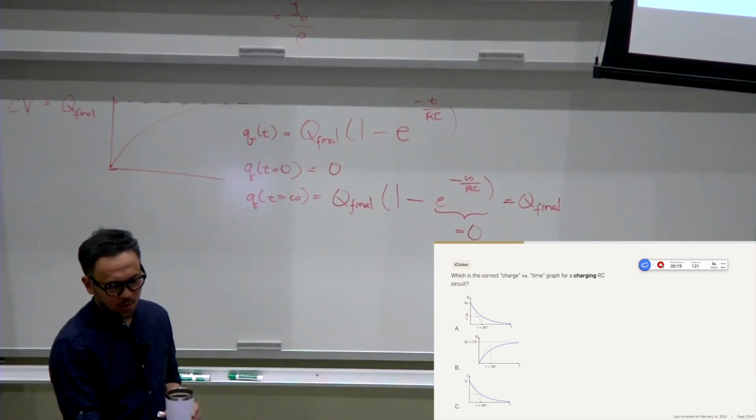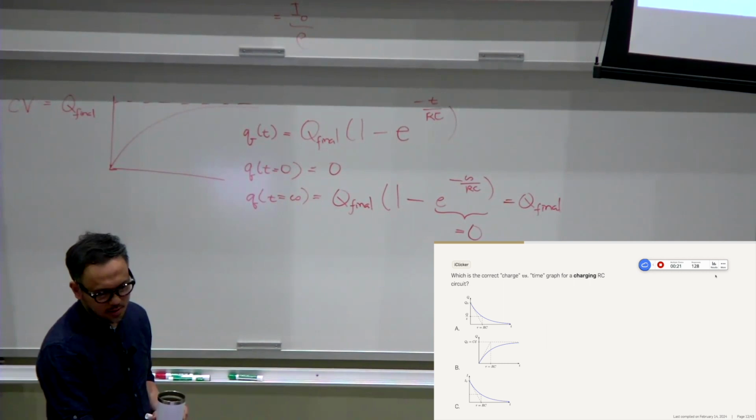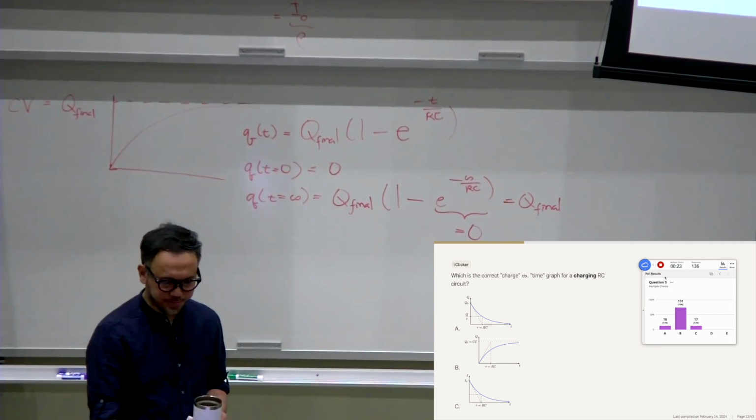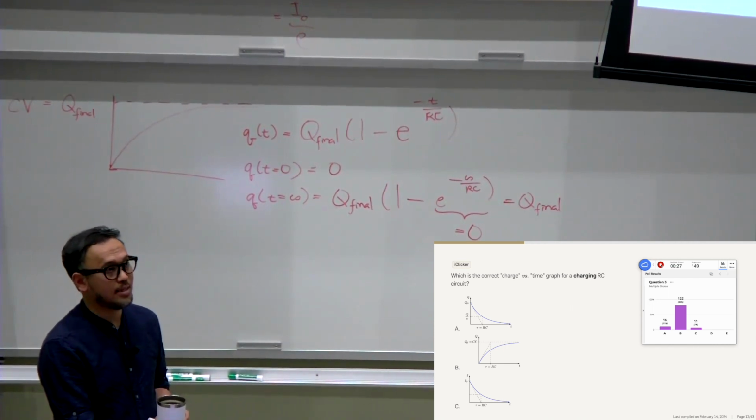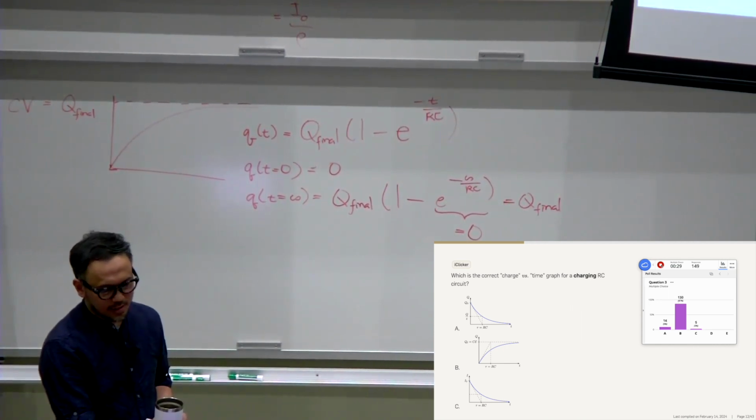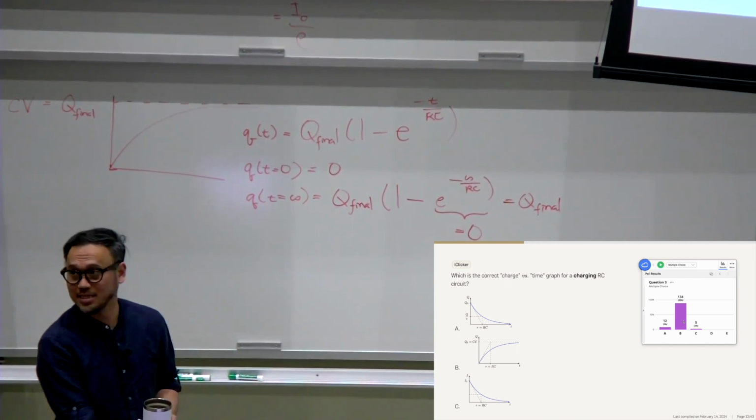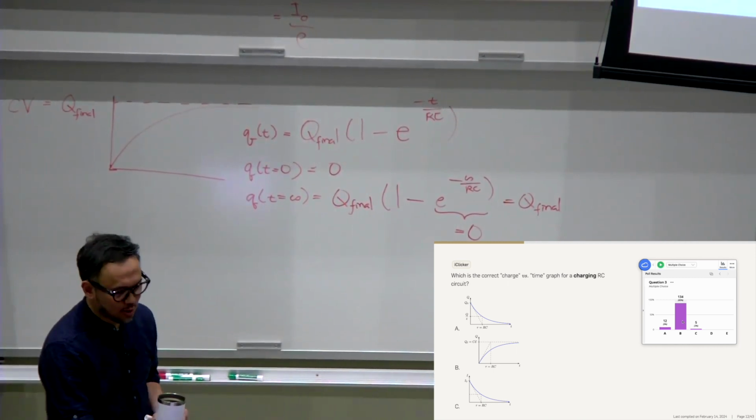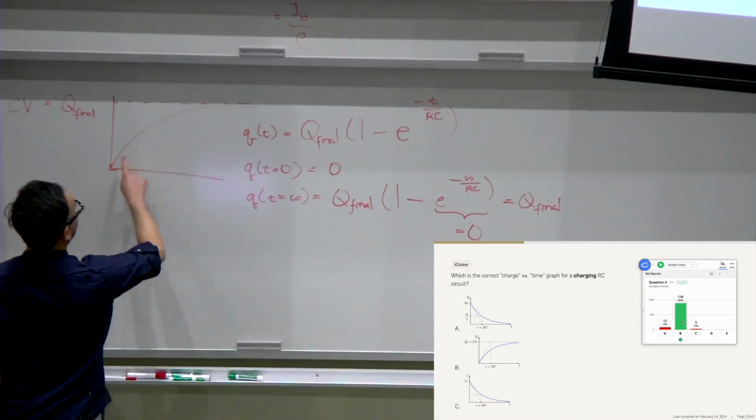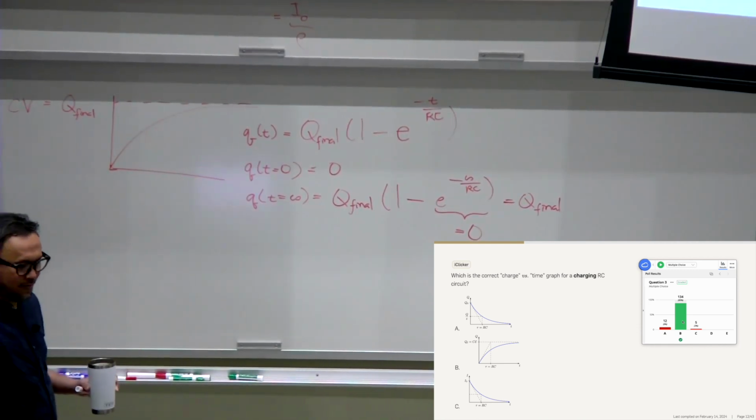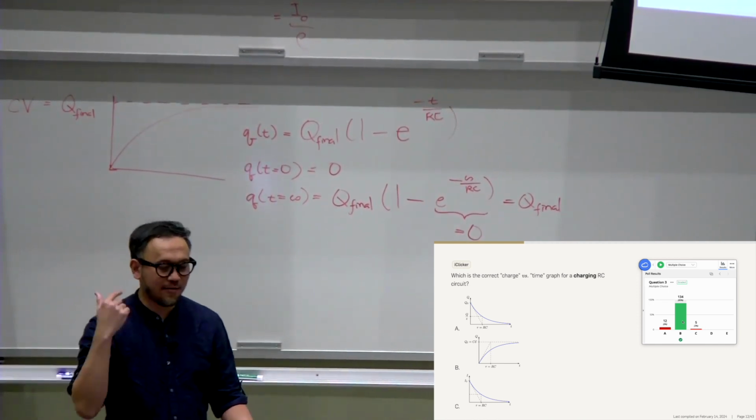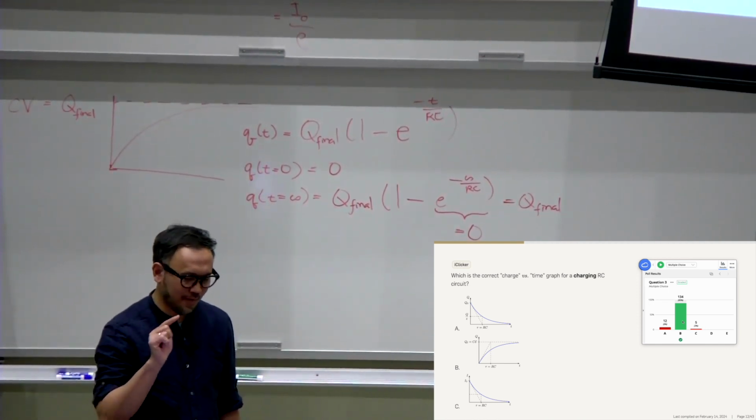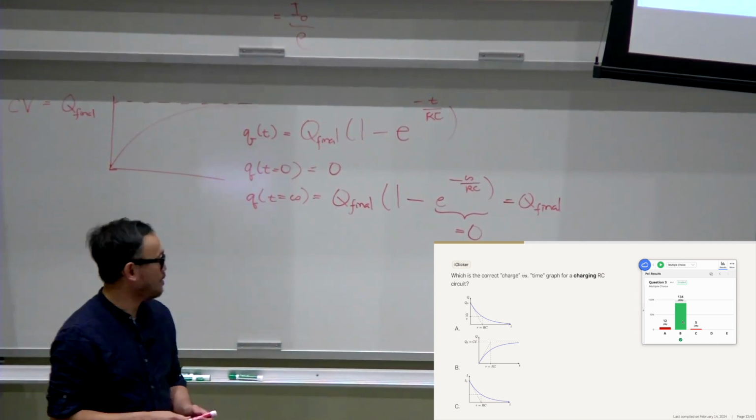All right, so basically almost all of you answer the question. What is the answer? The answer is B. So when you charge, you start with 0, and then you end up with a full water tank, a full capacitor. When I say full, it's actually close enough to full.